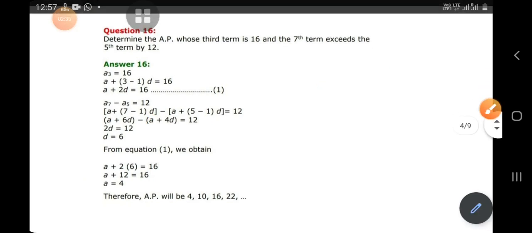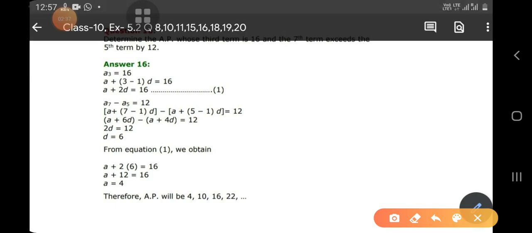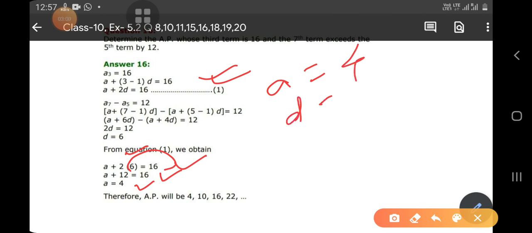Now we have to find the value of a. From equation 1, a plus 2d is equal to 16. So I have written it here and put the value of d, that is 6. So we got a plus 12 is equal to 16. Transpose 12 from left to right, then it will be minus. So 16 minus 12, that is 4. So here we got a is equal to 4 and d is equal to 6.